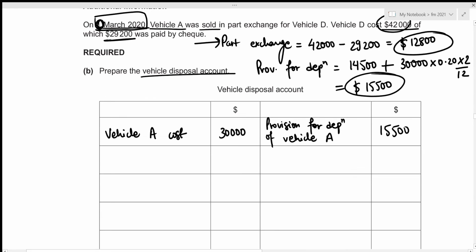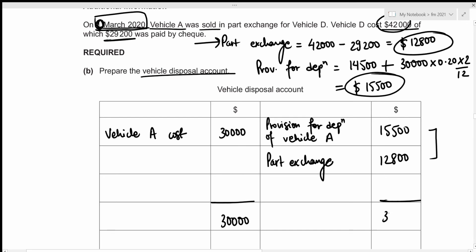Let's record it. So that's the part exchange value of 12,800. And now we need to figure out the profit or loss on disposal. In order to do so, we first need to figure out the heavier side. Obviously, 30,000 is greater than the sum of these two values, so the heavier side is going to be the debit side. So that's the total of 30,000 and 30,000.